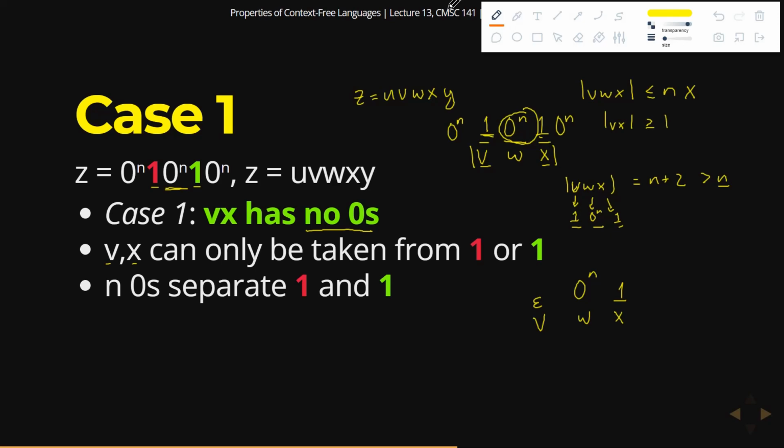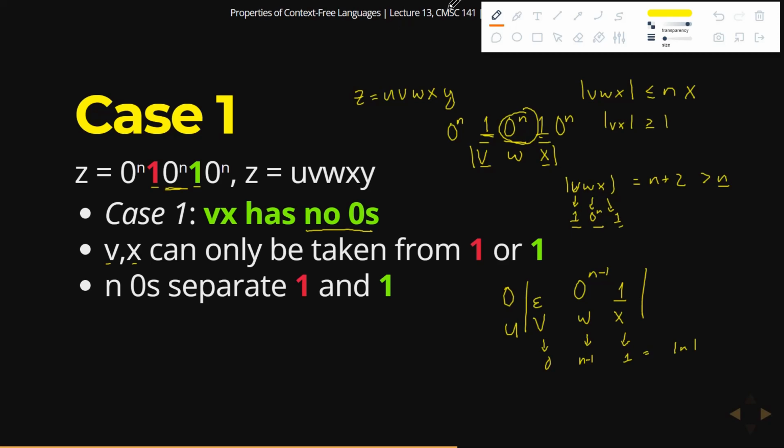Or even u could take some of the zeros here, and then this is just n minus 1, because the length of vwx cannot exceed n, right? So if this is the configuration, well, what will happen here? V's length is 0, W's length is n minus 1, X's length is 1, so this will have a length of n, right? So this is possible.